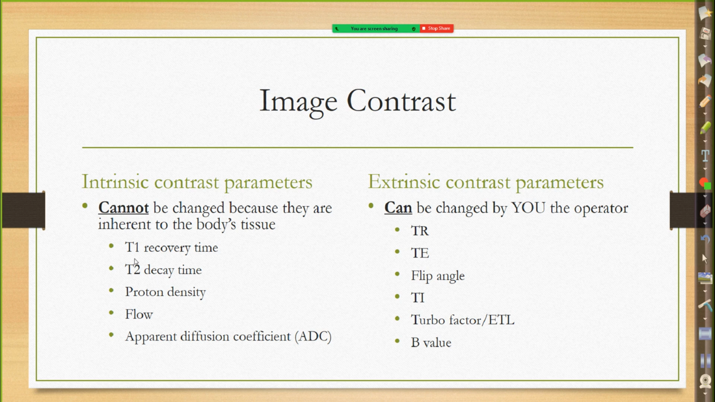So tissues recover at specific times. We can't change that, depending on the field strength. Tissues also decay at specific times. We can't change that. Certain tissues have what we call higher proton or spin density than other tissues. Tissues like muscle and bone have a higher rate of hydrogen protons compared to lungs. Lung tissue is just really air, so there's really not many hydrogen protons within your lungs.